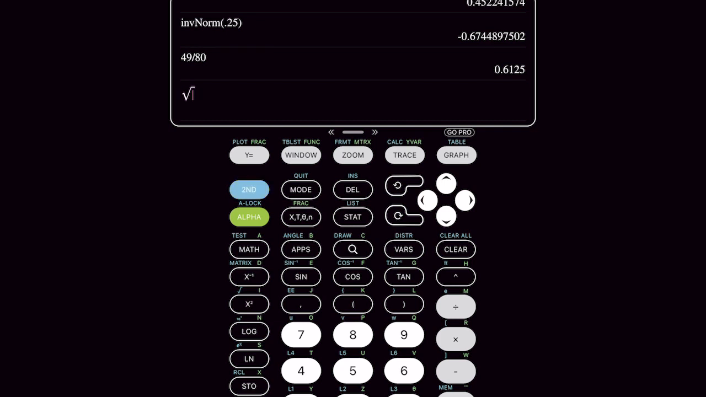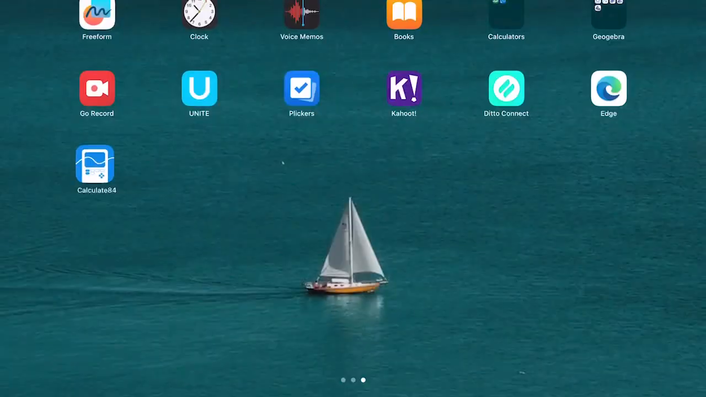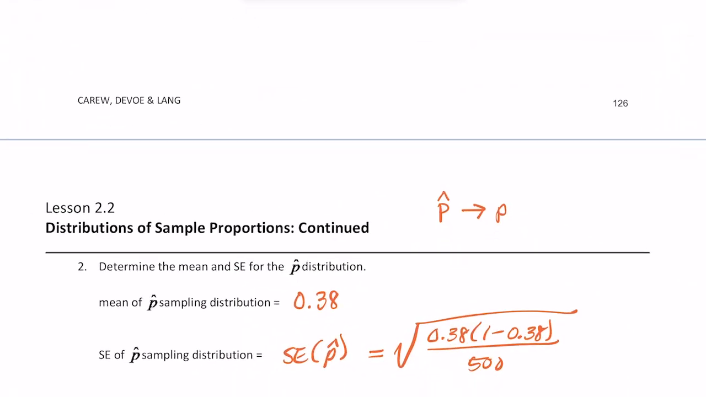And then I'm going to put double parentheses here. I'm going to do 0.38, okay? And then I also want to put 1 minus 0.38, okay? Now, the reason we're putting double parentheses is because I want the calculator to know I'm multiplying 0.38 times the 1 minus 0.38, but then I want to take that whole expression and divide that by 500. And when you hit enter, you get 0.0217. So we'll round to 4 places. That is our standard deviation or standard error.